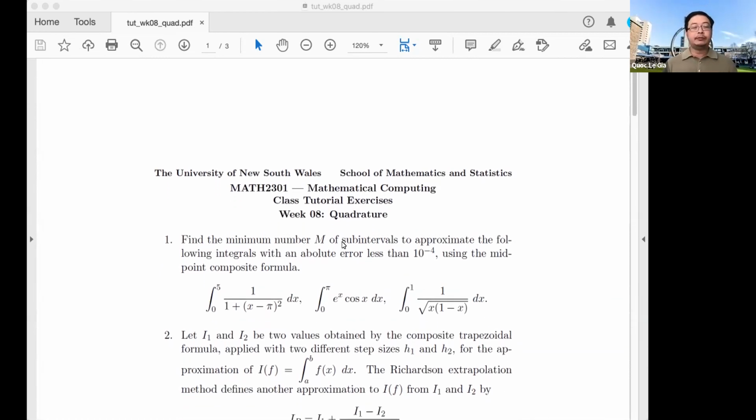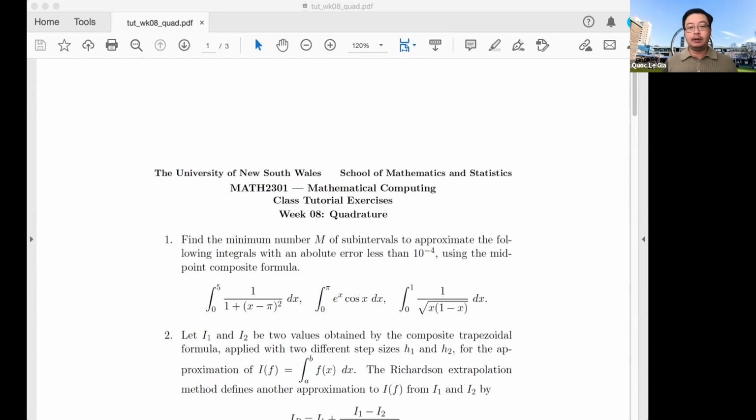So remember, we have here a composite midpoint rule. What is the midpoint rule? You want to evaluate this integral, for example, and then estimate how many subintervals you need so that the integral is approximated with absolute error less than 10 to the minus 4. If you remember what the midpoint rule is, it looks like this.